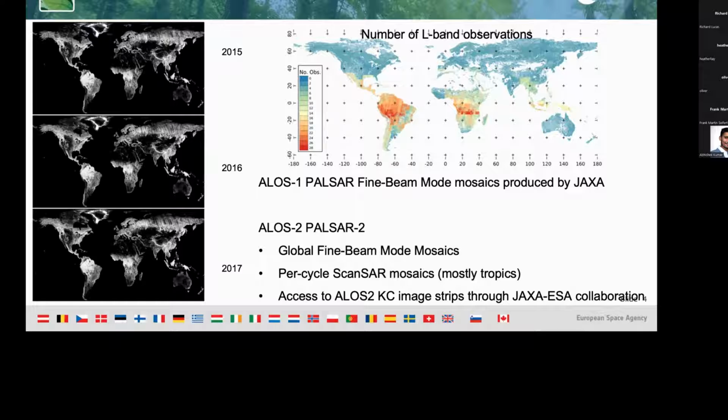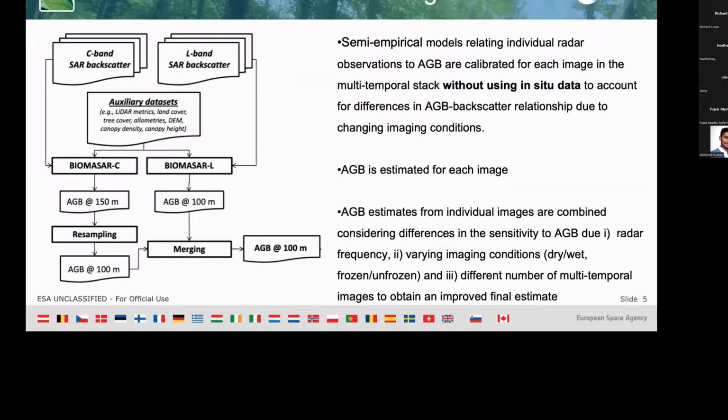There we have multi-temporal observations, at least over the tropics. So in each season, we have observations, which is also very important to make good use of the data for biomass mapping. In future, JAXA will also provide us access to the individual images so we can process them ourselves. So that should help to get rid of some of the calibration issues and geolocation issues that have been a problem in the mosaics that have been released. So we hope we can improve this further and make better use of L-band in the future.